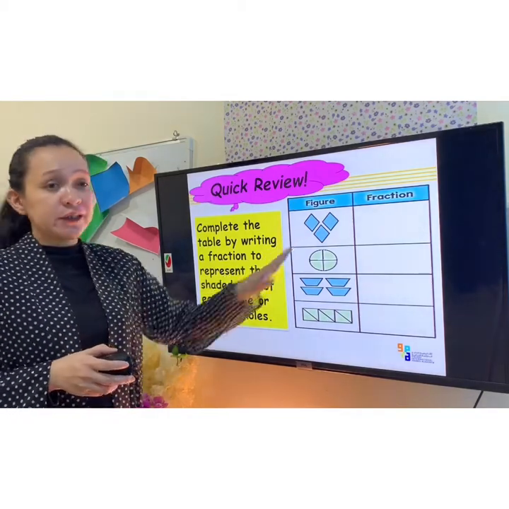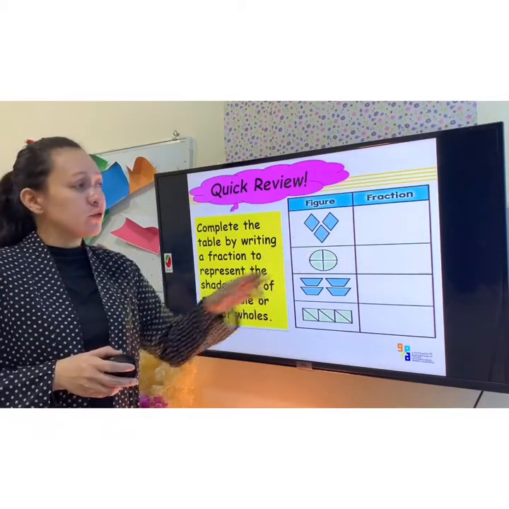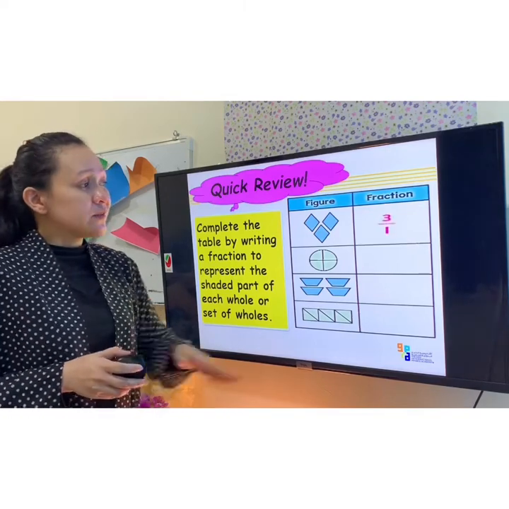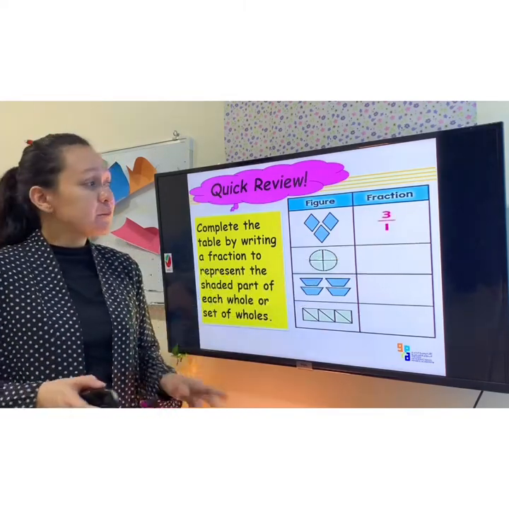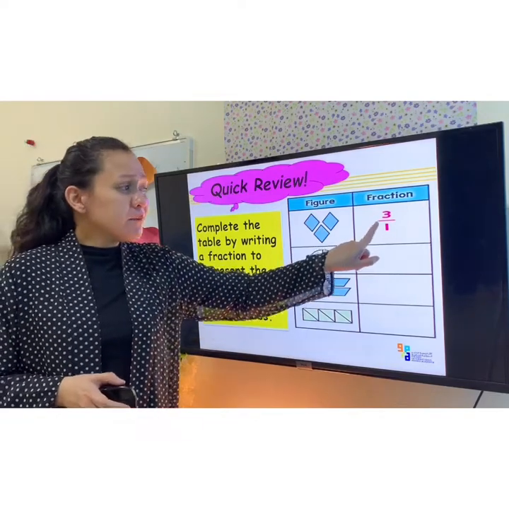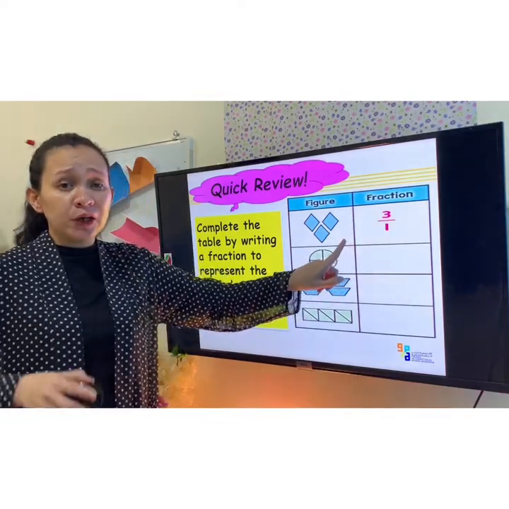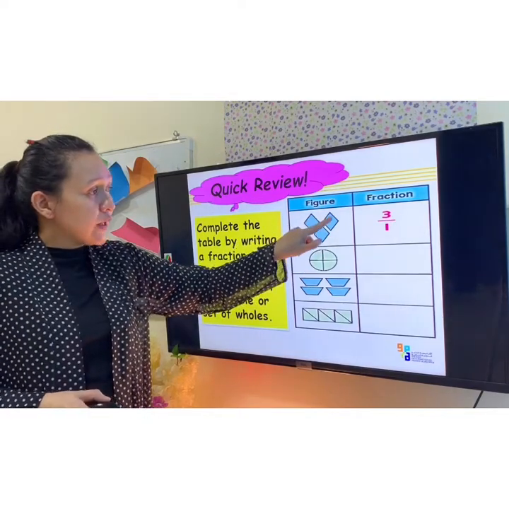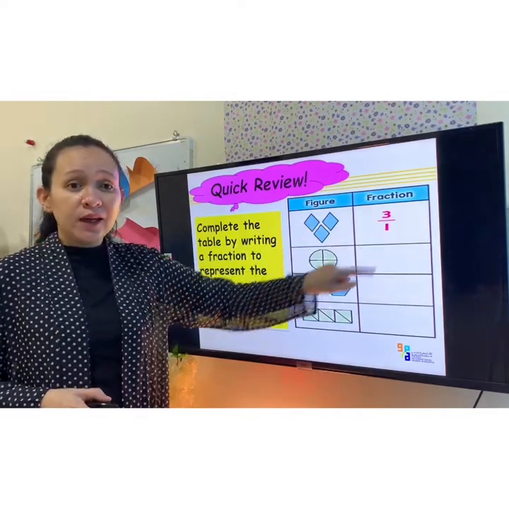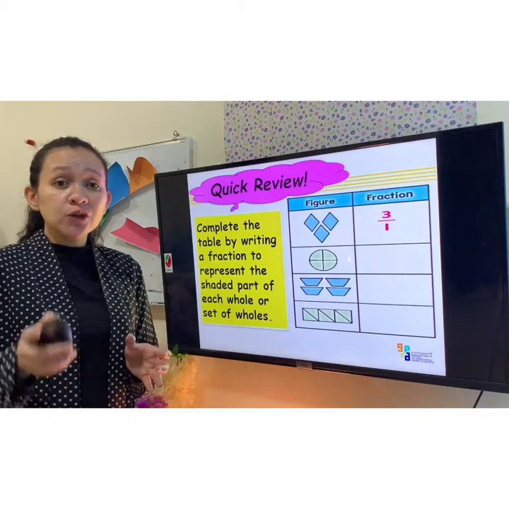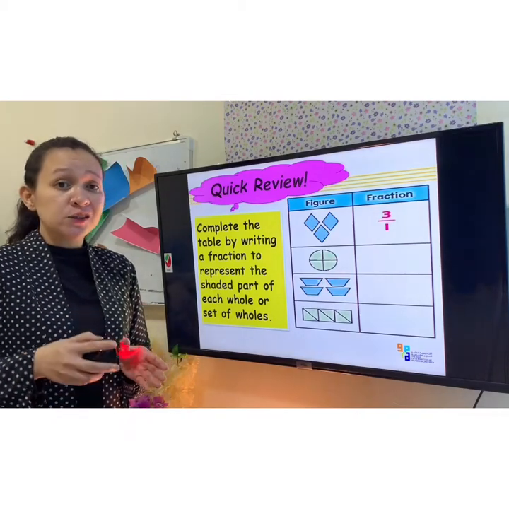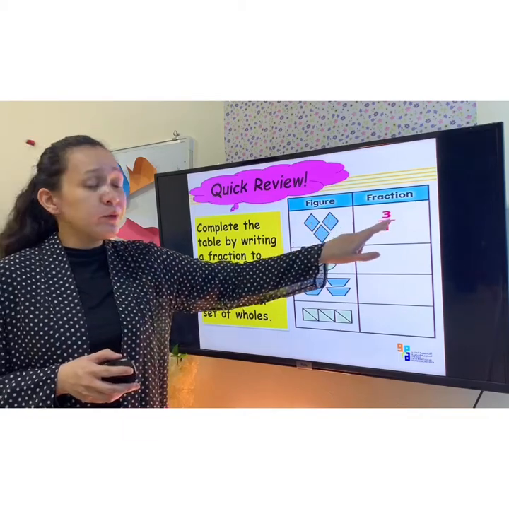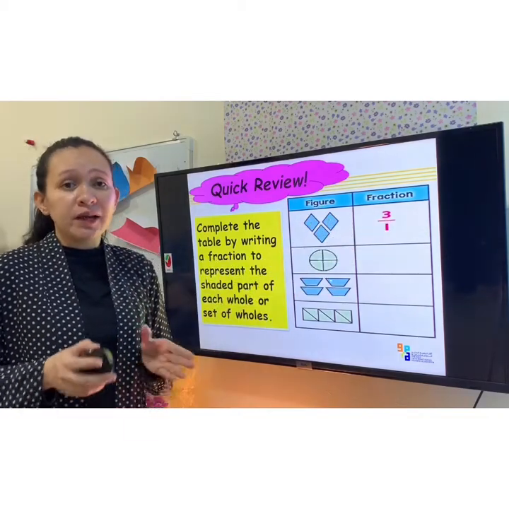Now let's start here with the set of wholes. Now what is your answer? The answer is 3/1. Why? Remember, denominator is the total number of parts. And then how many parts? There is only one part, 1 and 1. So we are going to put 1 here. How about our numerator? The number of parts shaded in. So we shaded 1, 2, 3. That's why we put 3 in our numerator.